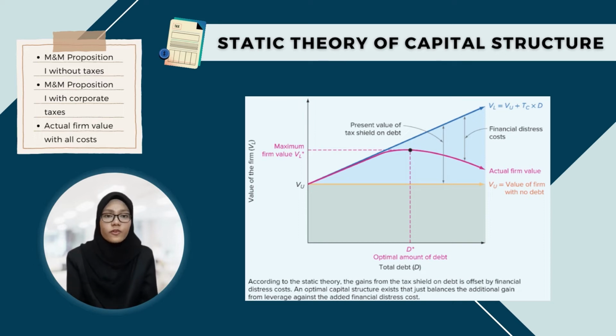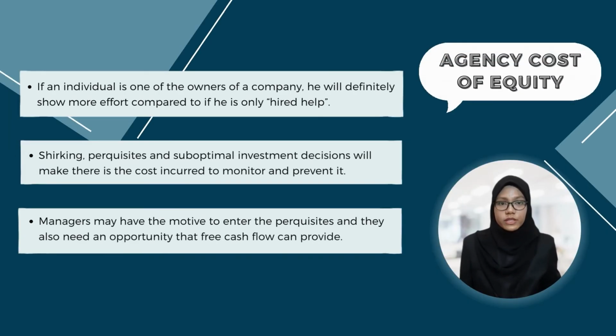In conclusion, the difference between the firm's value in static theory and the firm's value in Modigliani and Miller with corporate taxes is the loss in value from the financial distress possibility, while the difference between the firm's value in static theory and the firm's value in Modigliani and Miller without taxes is the gain from the leverage net of distress cost. Next, we need to go to the root of the agency cost of equity definition, the conflict of interest that occurs between the shareholders and management.